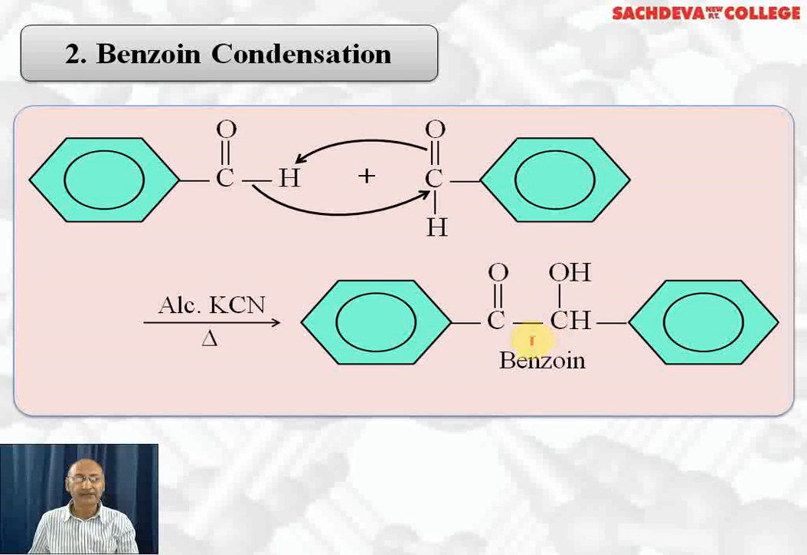And if you want to name it, we can call it 1,2-diphenyl 2-hydroxyethanol. 1,2-diphenyl 2-hydroxyethanol is the IUPAC name of benzoin.